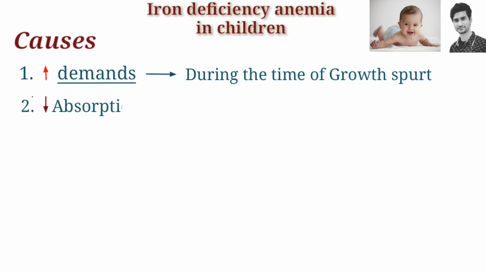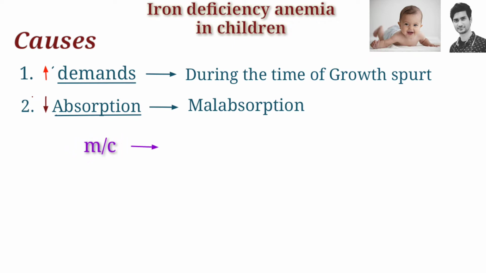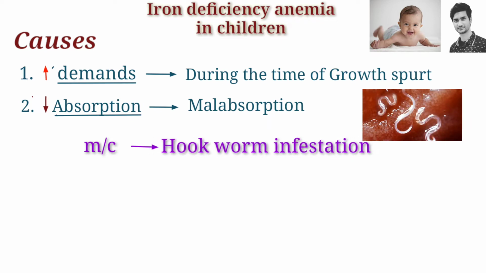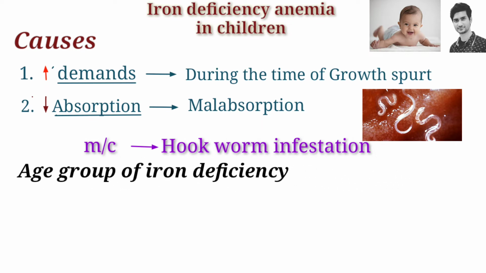Second is decreased absorption. A condition like malabsorption will be associated with this cause of iron deficiency. And one of the most common causes of iron deficiency, because of its association with GI bleeding and decreased absorption, is hookworm infestation. Now, age group of iron deficiency.